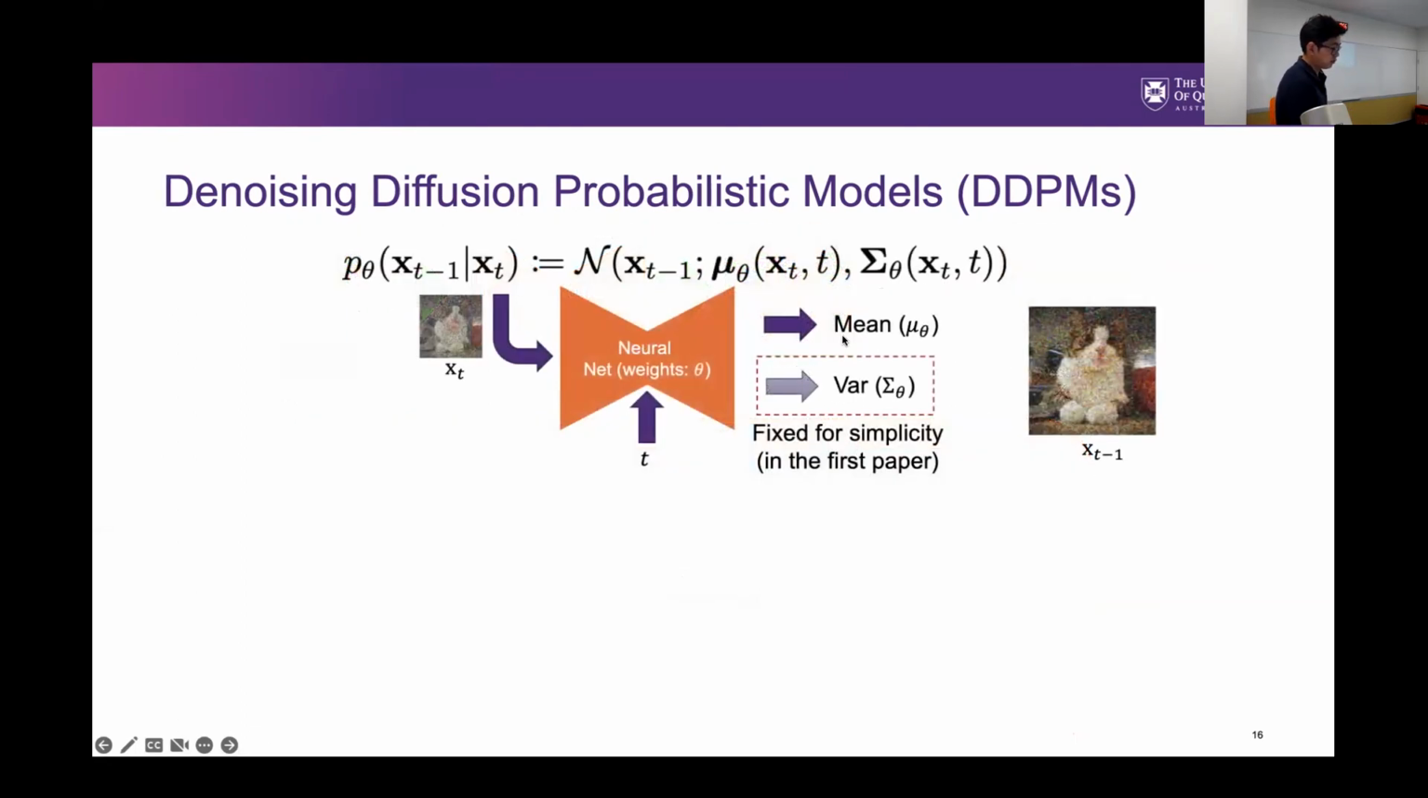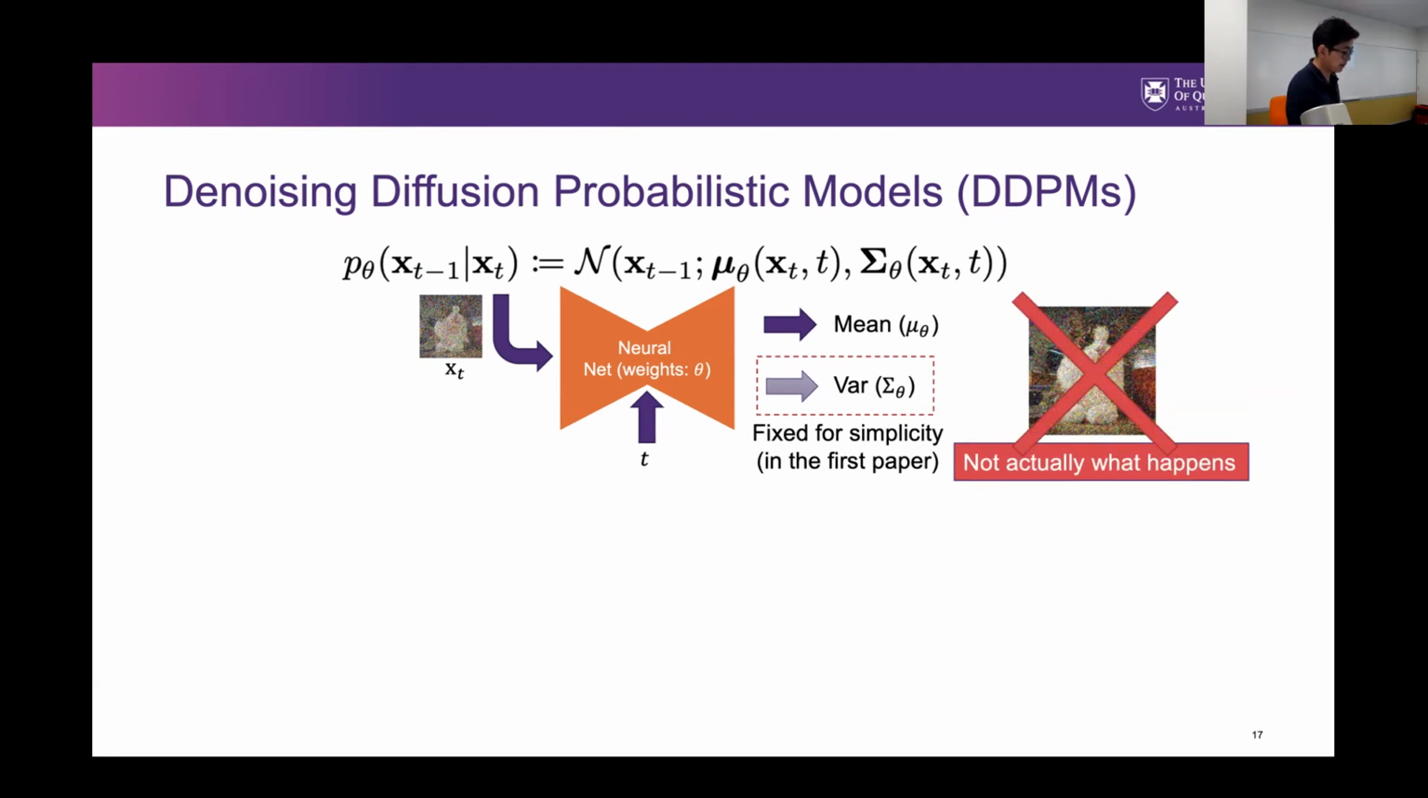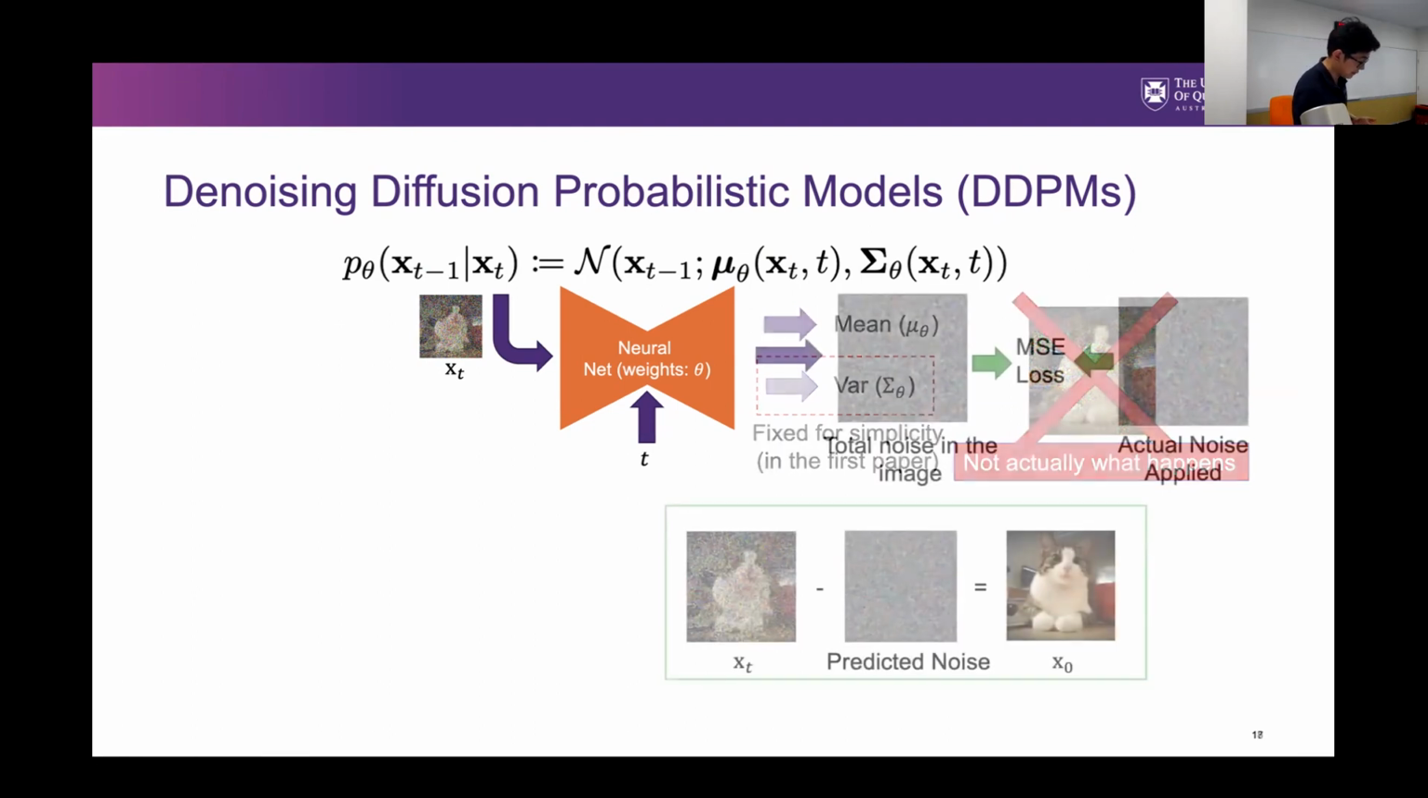In theory, the model should predict the mean and the variance of the slightly more denoised image, but in the first literature, at least, they fix the variance, and we'll see how that comes into play. But now we're just predicting the pixel values, the mean values of the denoised image. There are a little bit more technical details. That's not actually what happens in practice, even though that's our objective. In practice, the math actually works out to be something different.